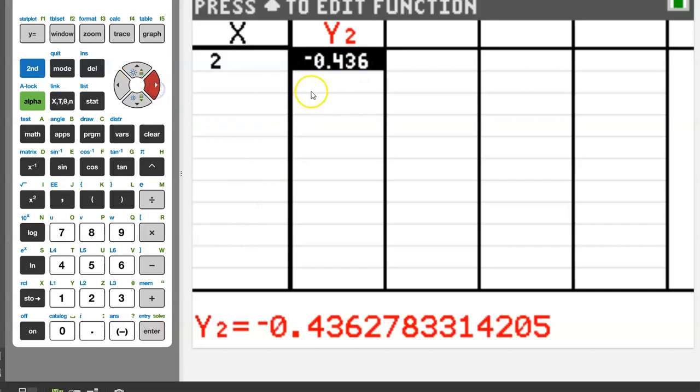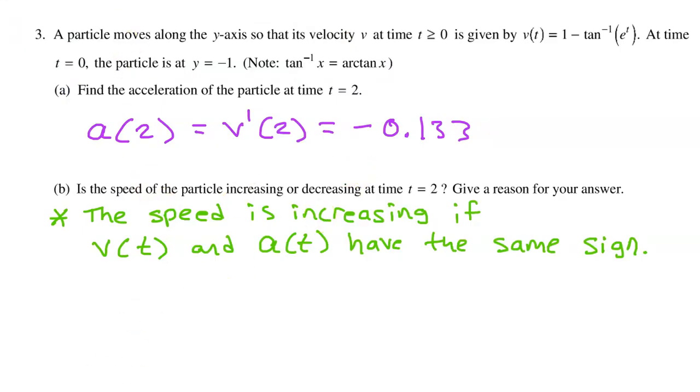By the way, if I needed more decimals, I could just highlight it and here's a bunch of them. But 3 decimals is perfect for the AP exam. So negative 0.436. So I'm going to say that V at 2 is equal to negative 0.436. Negative 0.436. Notice that these are both negative, so therefore the speed is increasing.